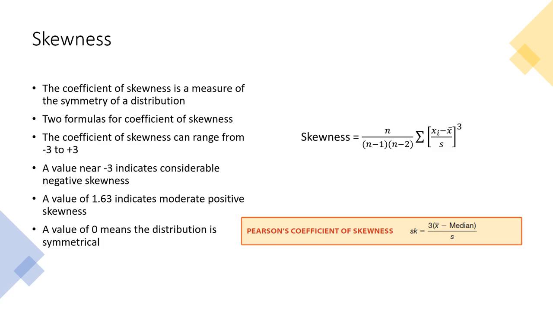But here, you're using that value to figure out skewness. So if you have a -3 value for skewness, you have a considerable amount of negative skewness. If you have a value of like 1.63, that's a moderate amount of positive skewness. And if your skewness is 0, that means your distribution is symmetrical.